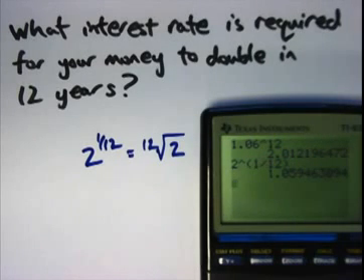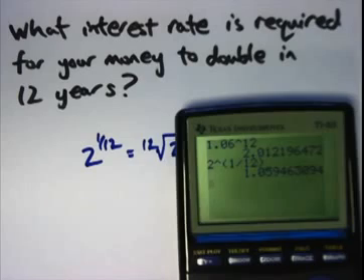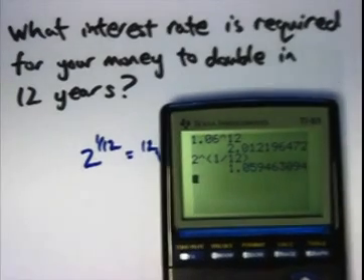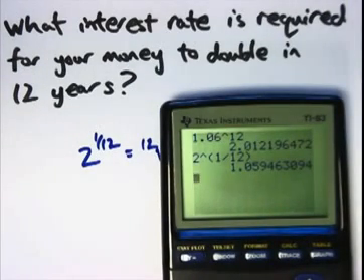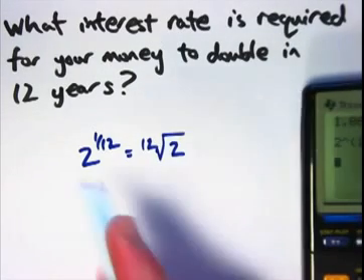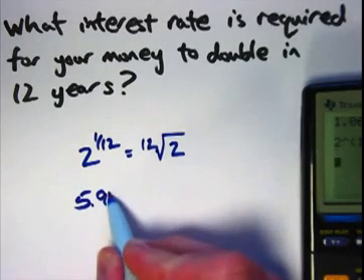There we go. And if you look at that, you realize that that means the interest rate that I require, the answer to this problem, is going to be about 5.95%. That's the answer to this problem, about 5.95%.